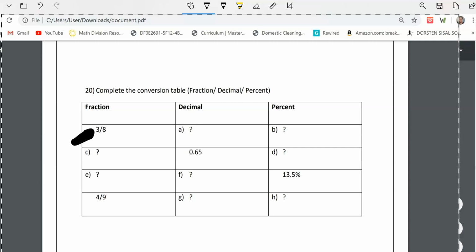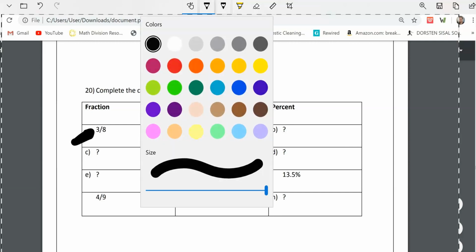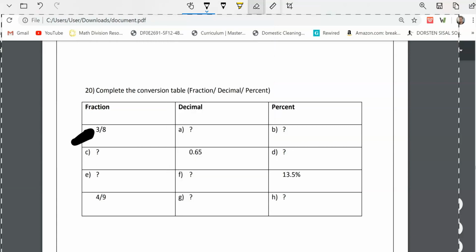Give me 1 second to adjust my pen. See what happened here. That should be better. All right, here we go.